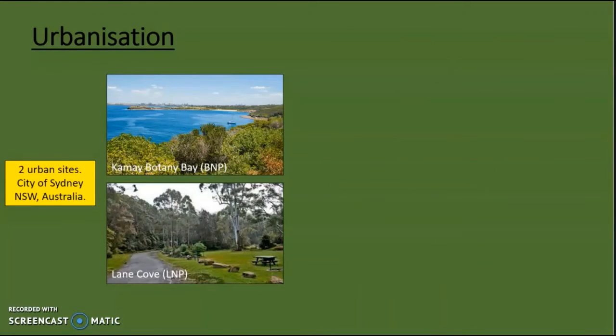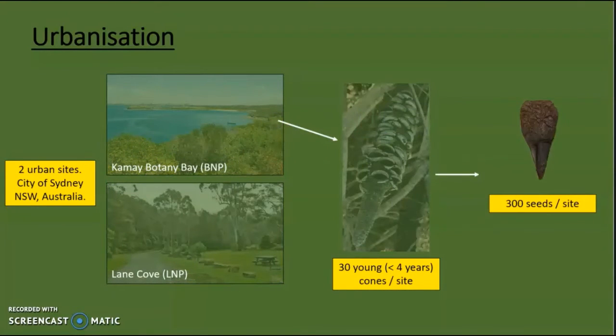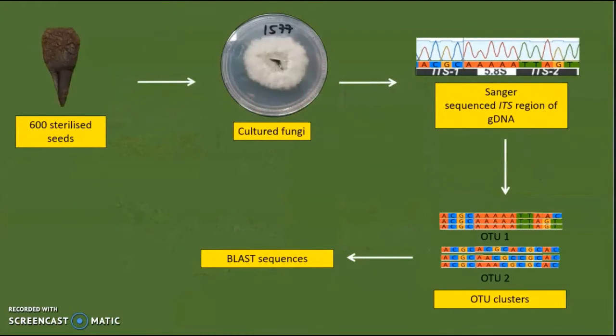Secondly, we investigated the influence of urbanization on the diversity and composition of seed fungal endophytes. Two remnant vegetation sites located within the city of Sydney were chosen. At each site, 30 young infractescences were collected, with a total of 300 seeds per site. We then followed the same procedure as before to identify the species present.